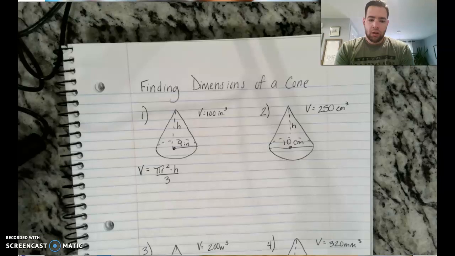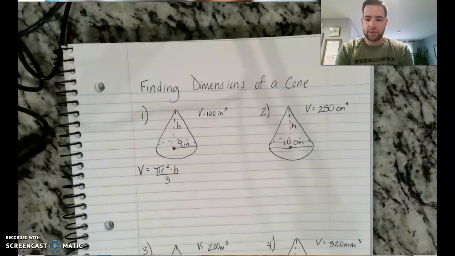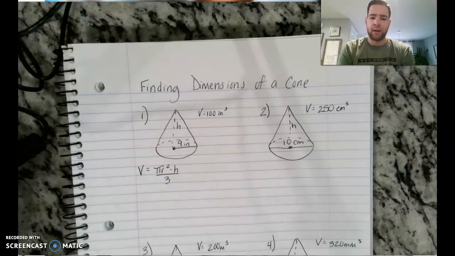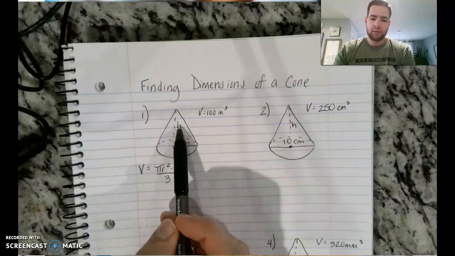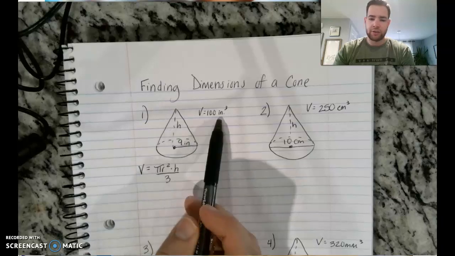So earlier in the week we talked about finding volume of cylinders, then finding dimensions of cylinders. Yesterday we did finding volume of a cone. So today we're going to figure out how to find a missing dimension of a cone. For number one, you're going to notice I have my radius, but they gave me h for a height, and they gave me a volume of 100 inches cubed.